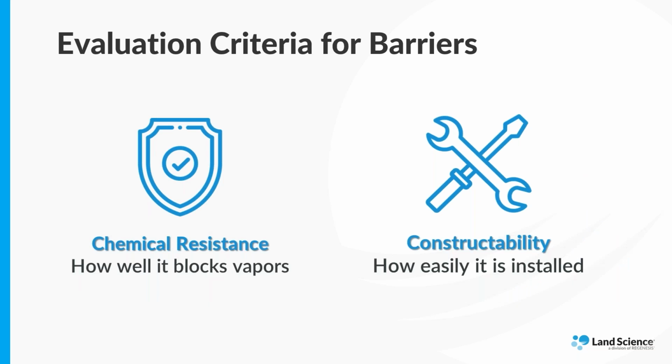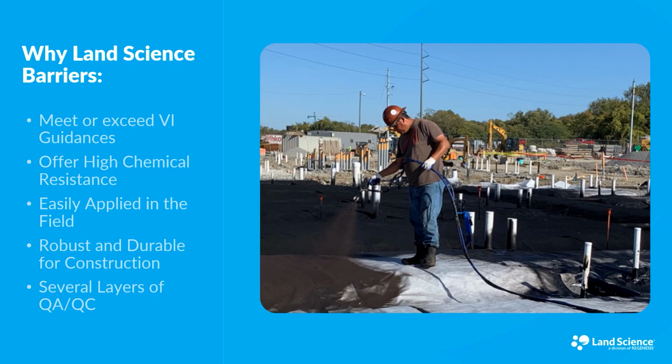There are a number of things to consider when choosing a barrier system, but two of the possibly most important considerations are chemical resistance and constructability. A barrier system that has amazing chemical resistance isn't helpful if it's overly complex to install or difficult to perform QC. Key points about a Land Science spray applied barrier: our systems meet or exceed all regulatory guidance while offering the highest levels of chemical resistance in the industry.